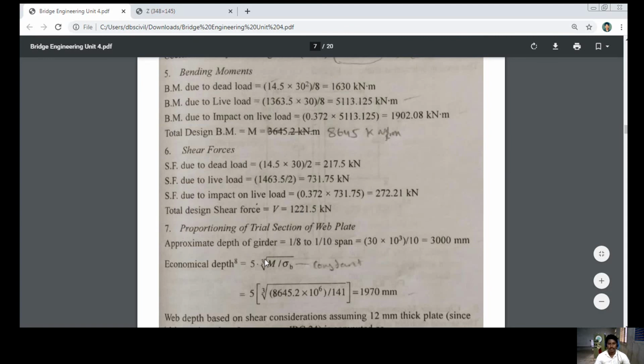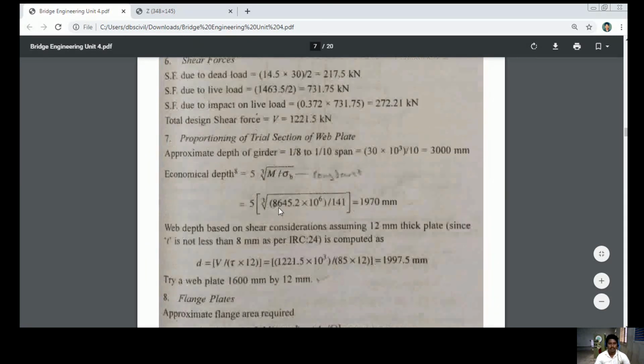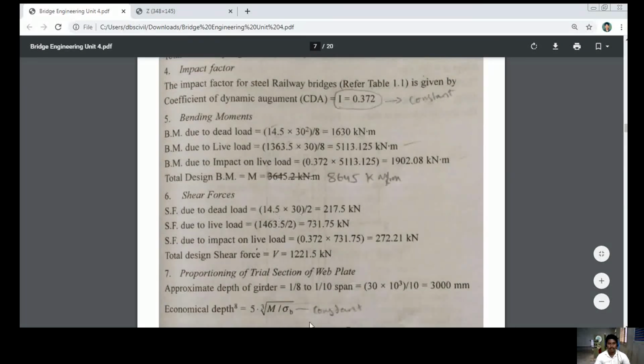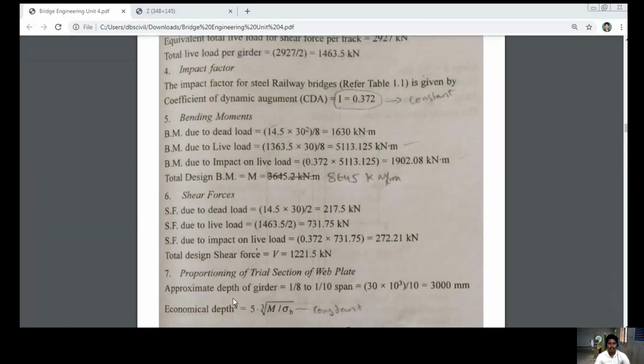Now we are getting the bending moment equal to 8645 kilonewton meter, and the shear force is 1221.5 kilonewton. I hope you all understood what we have looked at right now. That is most important for designing a plate girder with welded connection. It will be followed by the next steps in the coming classes. Please be conscious and practice the design that we have recorded right now.